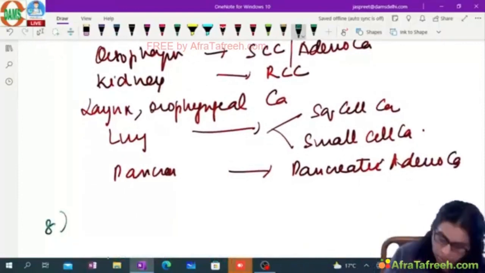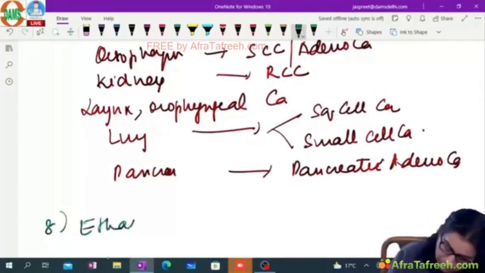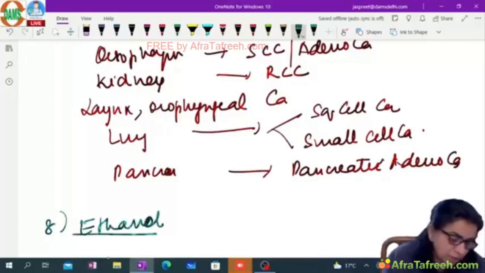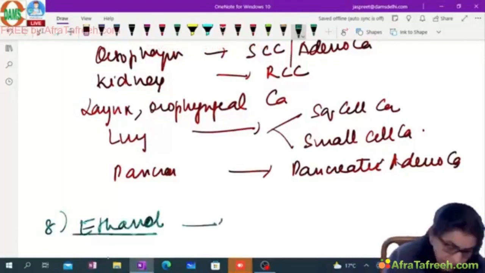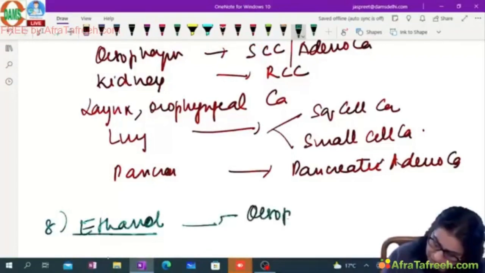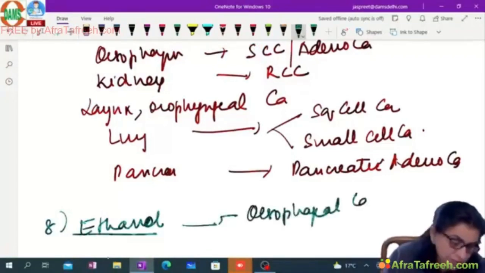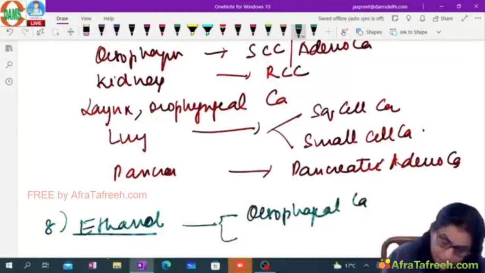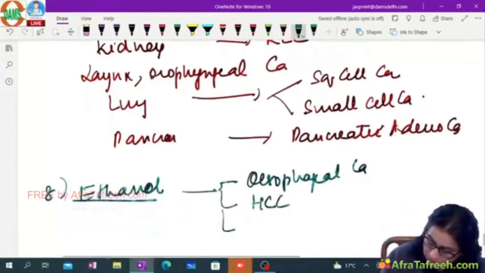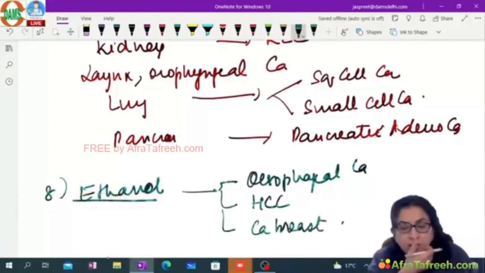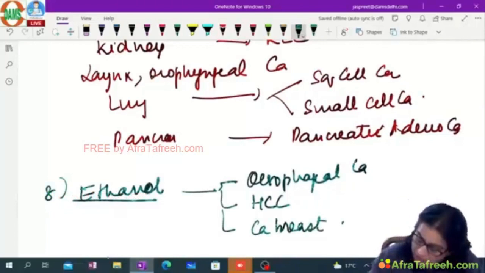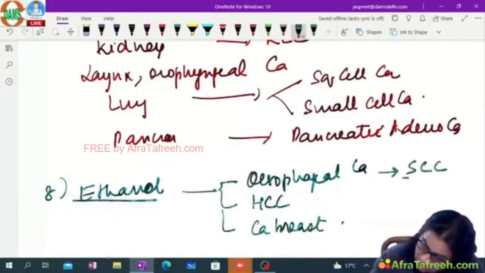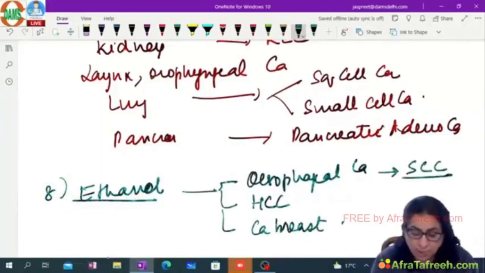That is cigarette smoke. Then alcohol, ethanol. Ethanol can cause, number one, esophageal cancer. Which cancer of the esophagus? Squamous cell carcinoma, SCC. Two, liver cancer, hepatocellular carcinoma, and three, it is also associated with carcinoma breast.